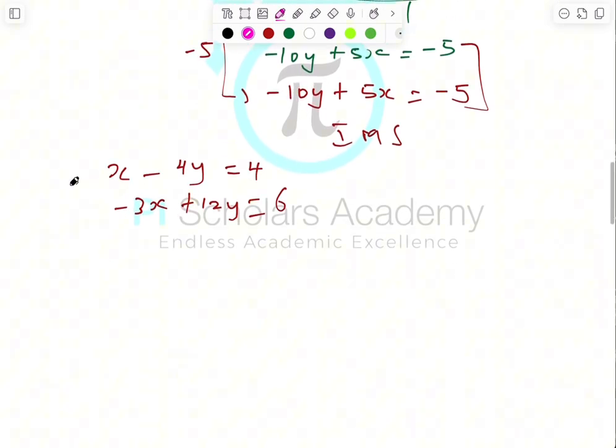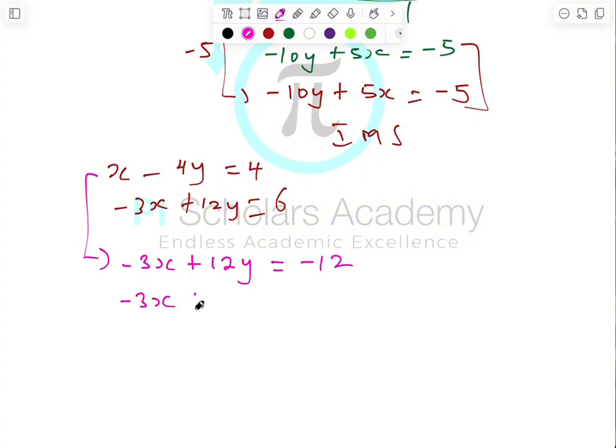So in this case, I can multiply this by negative 3 so that it has the same coefficient as that of x in the second equation. So if I do that, that's going to be negative 3x. Negative 3 times negative 4 is plus 12y. And then negative 3 times 4 is negative 12. Now this is repeated. So we have negative 3x plus 12y equals 6.